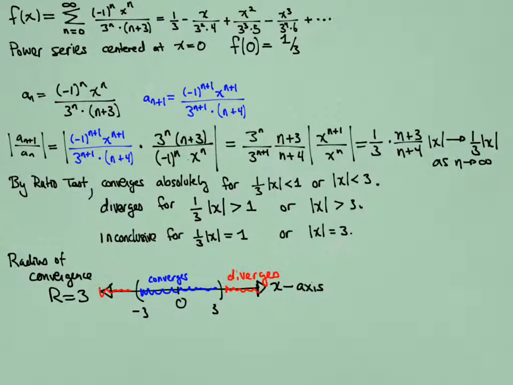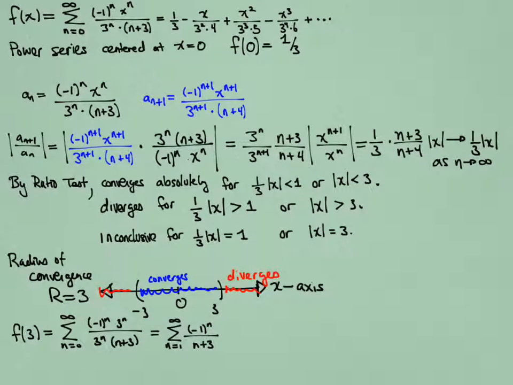We can address what happens at these endpoints at -3 and 3 individually. The ratio test was inconclusive there, and we can consider those as individual series now. I'm going to take f of 3. That means where I see x to the n, I'm going to plug in 3 and I'll have 3 to the n. Those will cancel with the 3 to the n in the denominator, and I'll be left with the following series. This is an alternating series. The terms are going to 0 and decreasing, and therefore it will converge by the alternating series test.